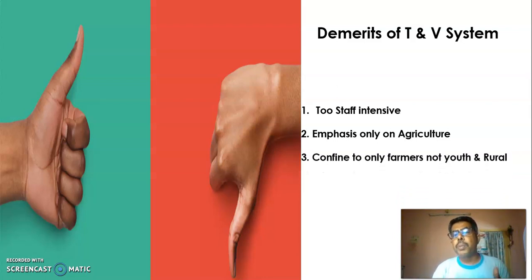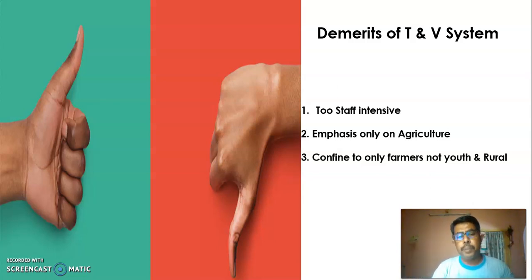It confines itself to farmers only, not youth and rural people. As I said, in rural areas there are not only farmers; farm women, rural youths and artisans are available. Rural development means we have to include all these people. Unfortunately, the training and visit system doesn't consider rural youth or rural people and only considers farmers, a group of selected farmers, not all the farmers. Only the hand-picked farmers get training and interaction.